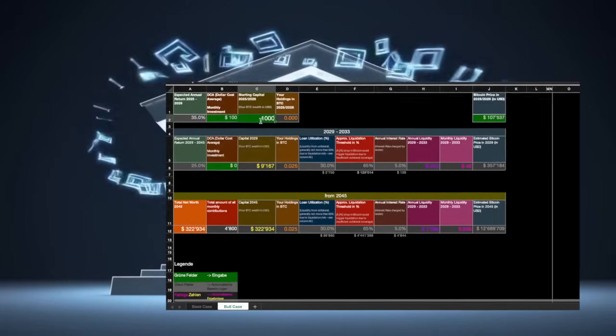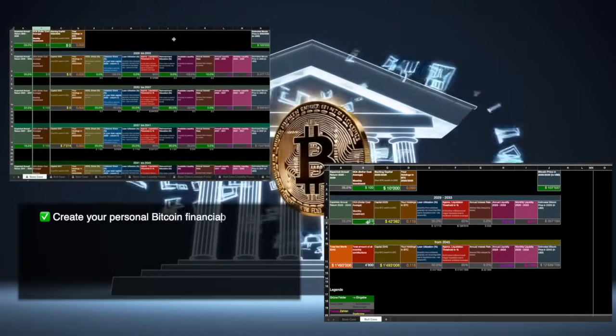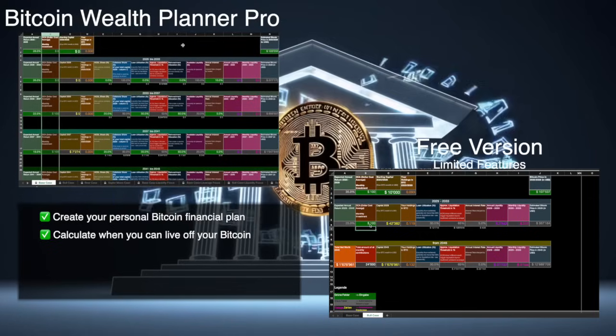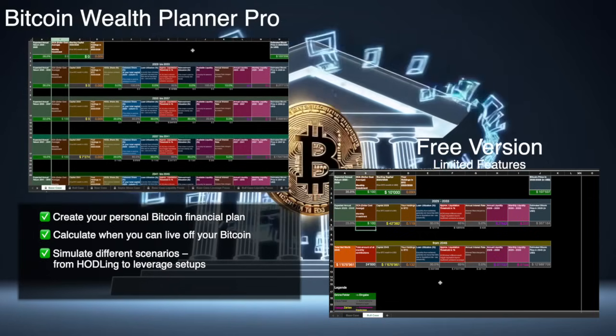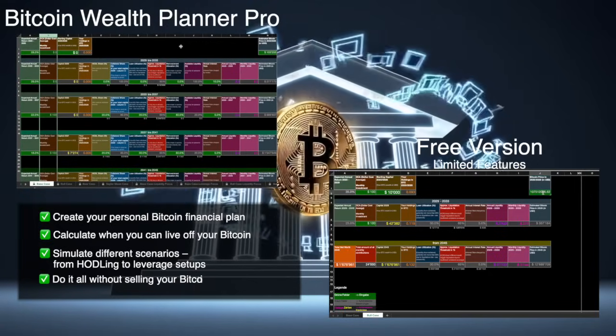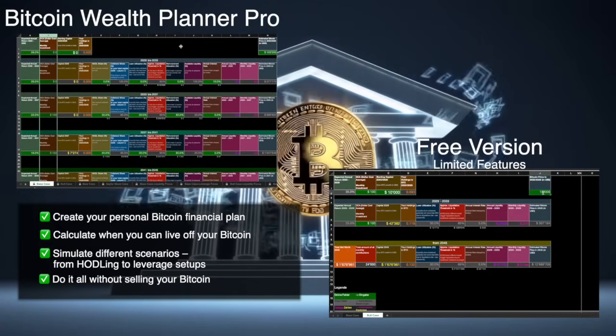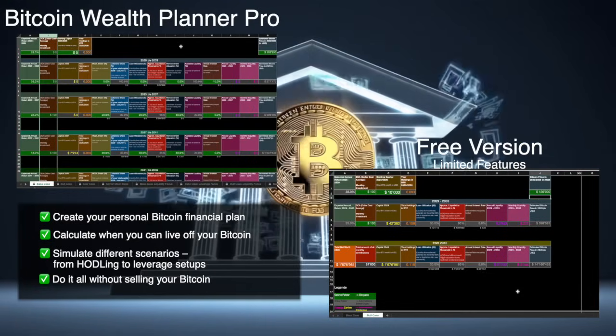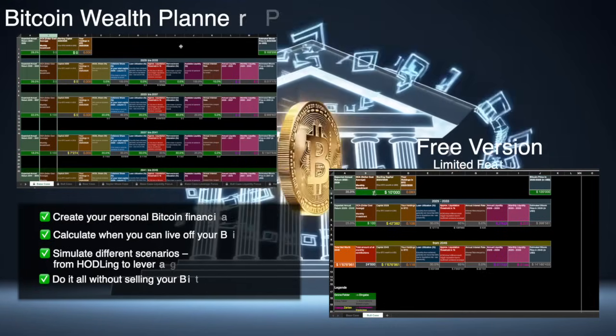In summary, this calculator lets you create your personal Bitcoin financial plan, calculate when you can live off your Bitcoin, simulate different scenarios from hodling to leverage setups, and most importantly, do it all without selling your Bitcoin. The future belongs to those who are prepared with a clear plan and a cool head. And now, wishing you lots of success and enjoyment with the calculator.